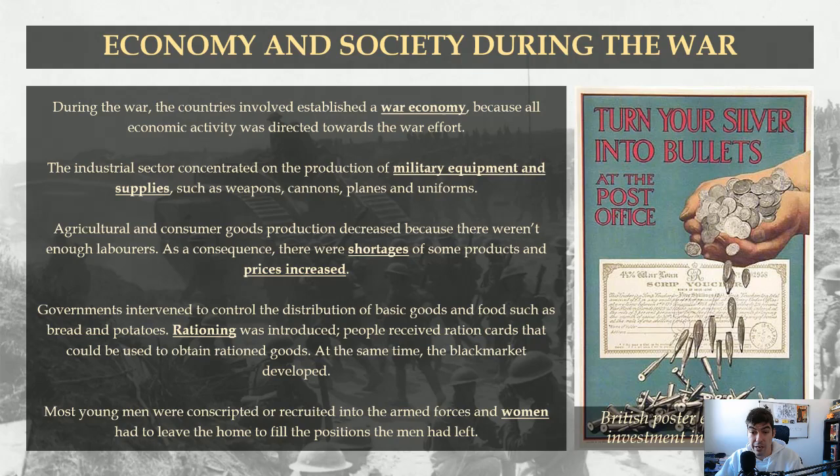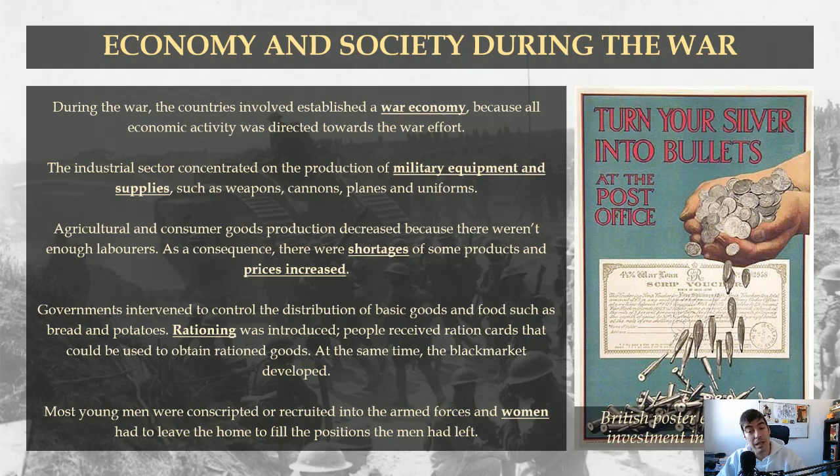As a consequence, there were shortages, o sea, escasez, of some products, and the prices increased, the law of demand and supply, as you know. The governments intervened to control the distribution of basic goods and food, such as bread and potatoes, so rationing was introduced, el racionamiento, which means that people received ration cards that could be used to obtain rationed goods. So you couldn't buy freely, but you could only get the amount of food that you were assigned. At the same time, the black market developed, as is obvious.